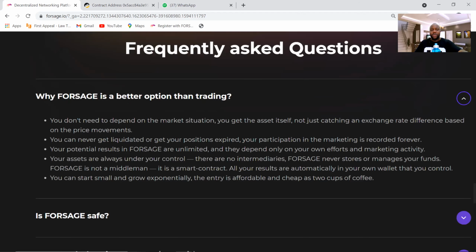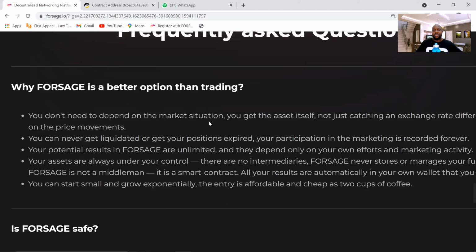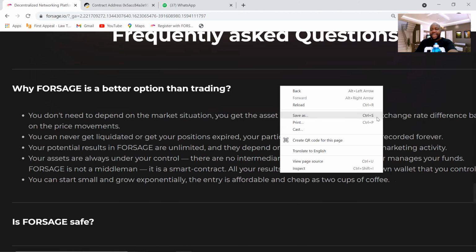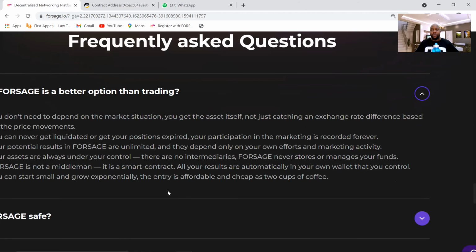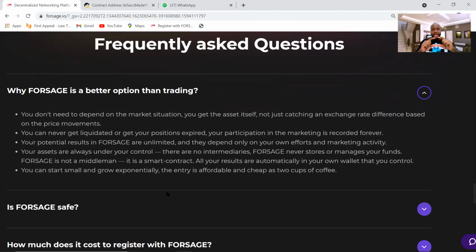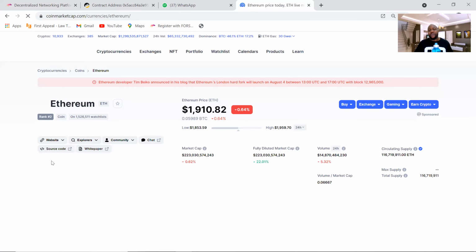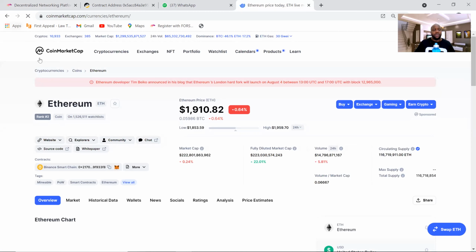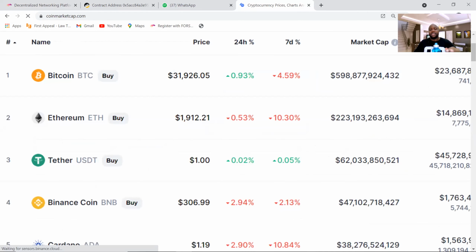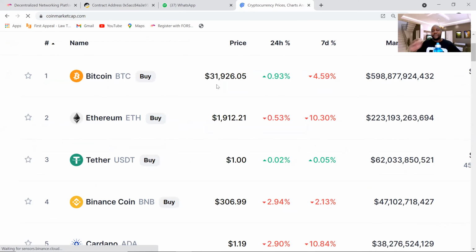So you don't need to depend on the market situation. You get the asset itself, not just catching on exchange rate difference based on the price movement. When you are trading, let's say you buy Bitcoin, for you to get a profit, you have to wait for the market to go higher so that you can sell. If you look at the cryptocurrency right now, last 2 months, Bitcoin was 64,000. But today Bitcoin is 31,000, more than half. We traders have suffered big time.